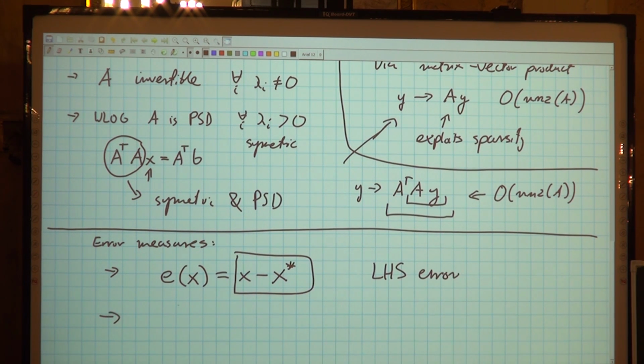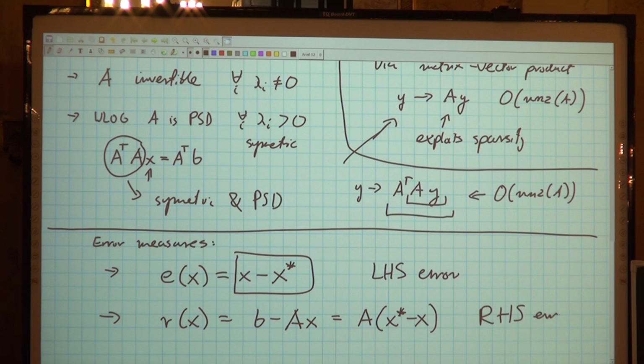Okay, but there is also another way of measuring your error. When you actually don't care about how far you are in the solution space, you just ask yourself how far what I will get if I multiply A times x is from the target vector. And this is of course the same as just saying that this is A times x star minus x, right? Because A times x star is b. Okay, we know that. So this is the right-hand side error.